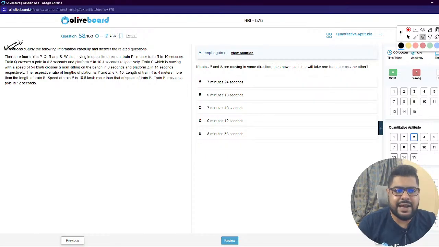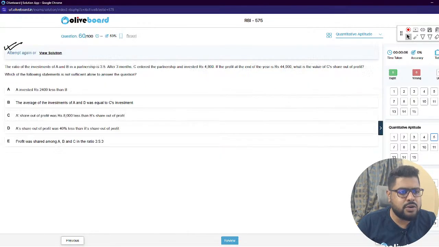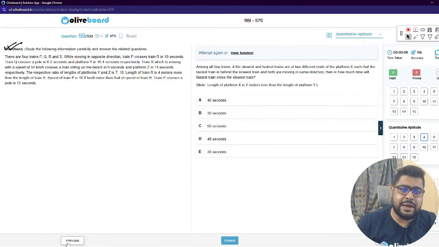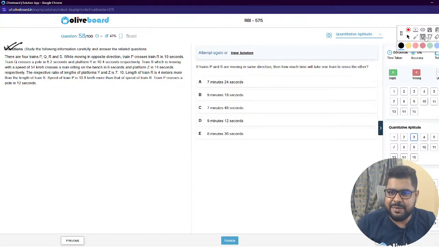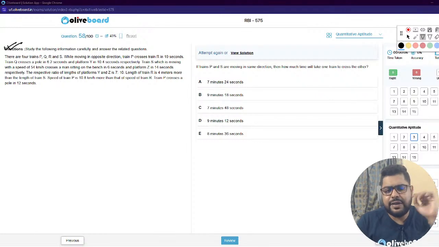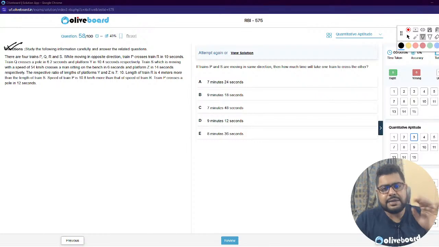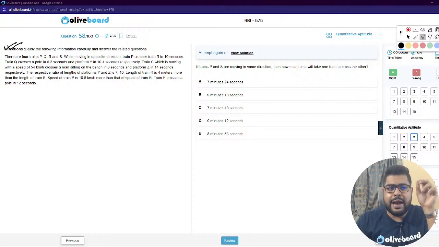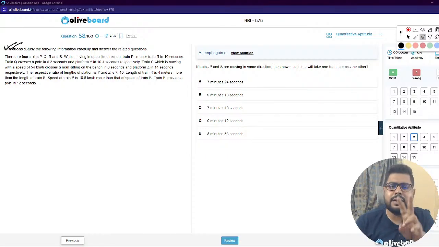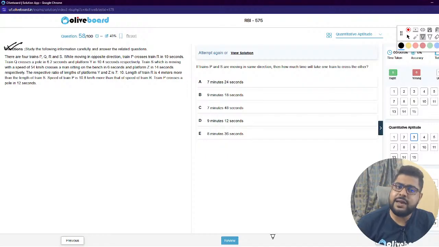Again, I guess this is a set. Let's see how many questions. 1, 2. Only 2. In my classes also, I was doing these types of questions. I told you these small little questions are very, very important. RBI can ask you arithmetic questions in a set of 2, at max 3. Okay, very, very important. Chalo.